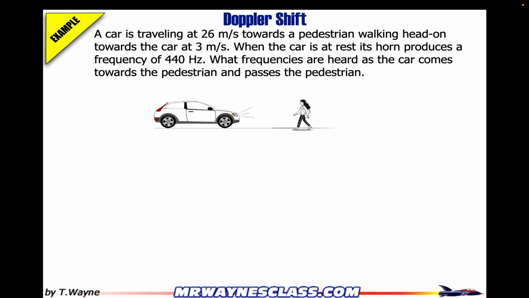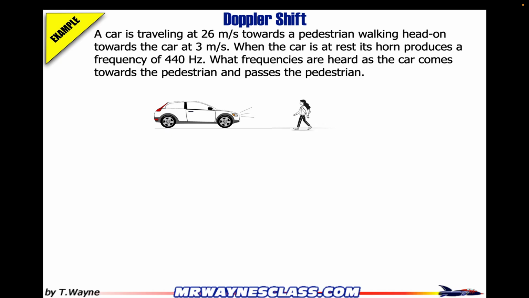This video is going to show you how to use the Doppler shift equation to solve a problem. A car is traveling at 26 meters per second towards a pedestrian walking head-on towards the car at 3 meters per second. When the car is at rest, its horn produces a frequency of 440 hertz. What frequencies are heard as the car comes towards the pedestrian and passes the pedestrian?